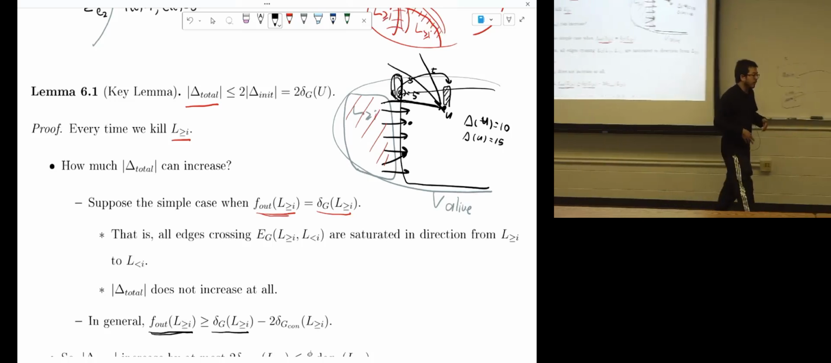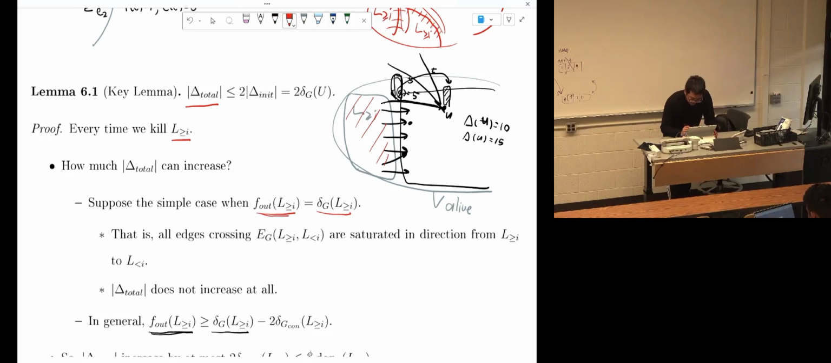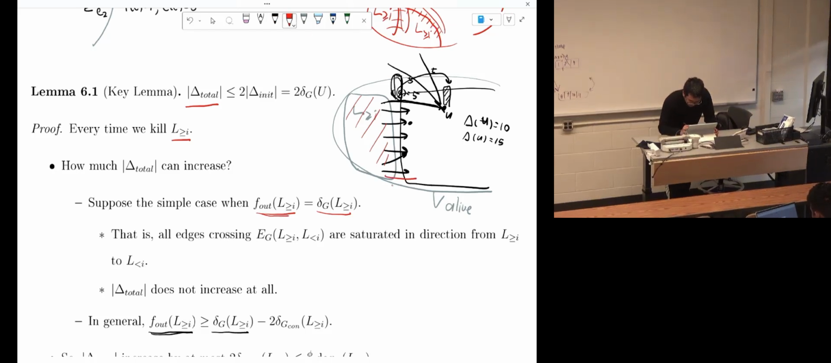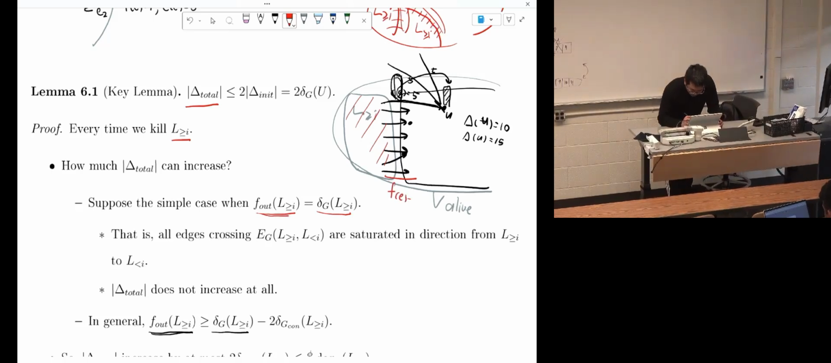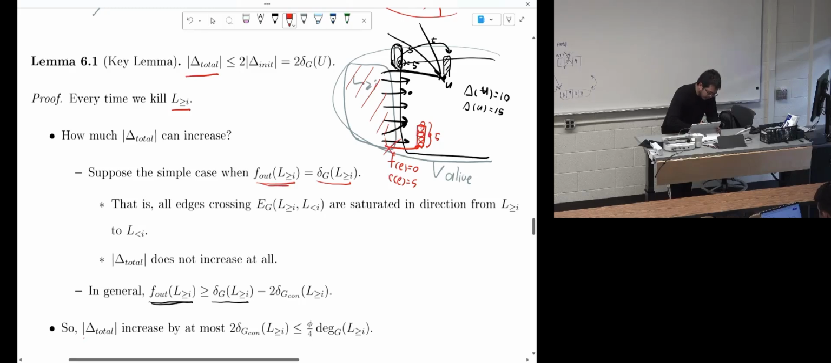So it means that, for this part that we don't saturate, let's say there is some edge here, and the flow is 0, but the capacity is 5. Then I'm just going to increase 5 units of source here after deleting. So it means that the total source can increase by basically this much.